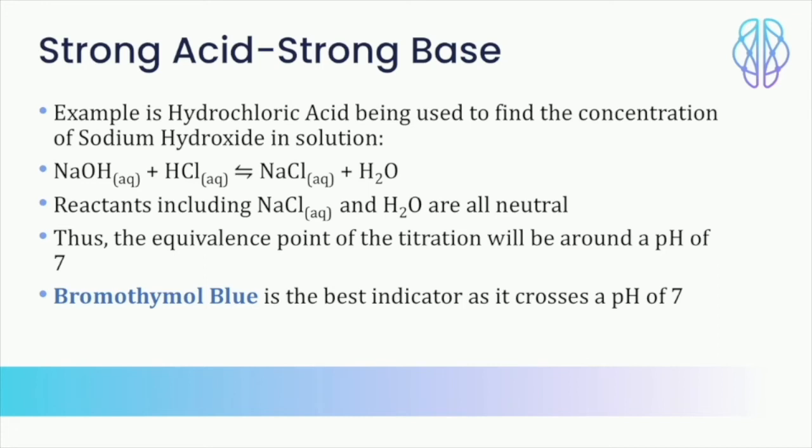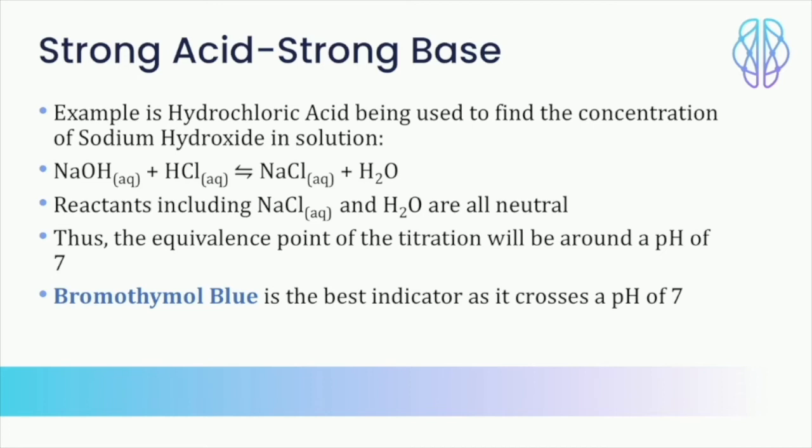If they're neutral, that means the equivalence point of a titration between a strong acid and a strong base will be around pH 7. So for example, this refers back to our analogy of that unknown solution of sodium hydroxide. It will start at a really high pH. As you add more and more hydrochloric acid, you will bring that pH down to an equivalence point of pH 7, in which there is only sodium chloride and water being made.